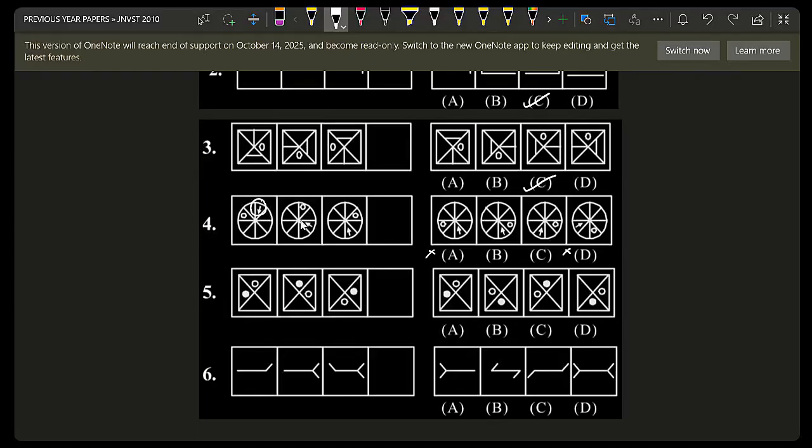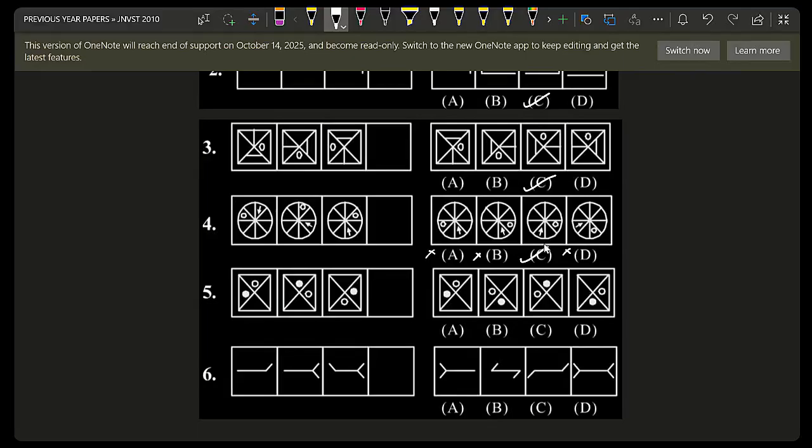So from here to here, it moved two steps clockwise direction. Now from here to here, it moved one step clockwise direction. So we expect it to move one step clockwise direction. So B is eliminated now. Option C is correct. Okay.